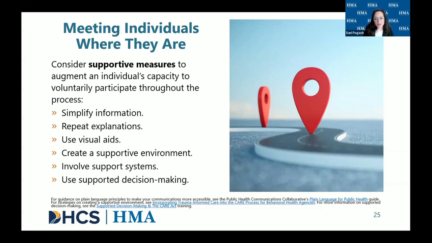Trying to keep the environment calm and supportive. And I encourage you to seek out our training, Incorporating Trauma-Informed Care into the Care Process for Behavioral Health Agencies, in our library. It's got just really great strategies on creating that supportive environment.